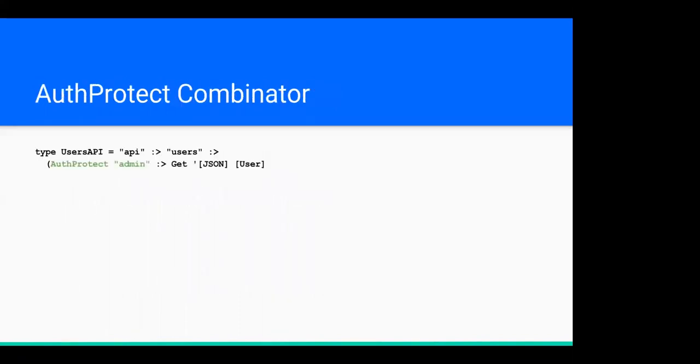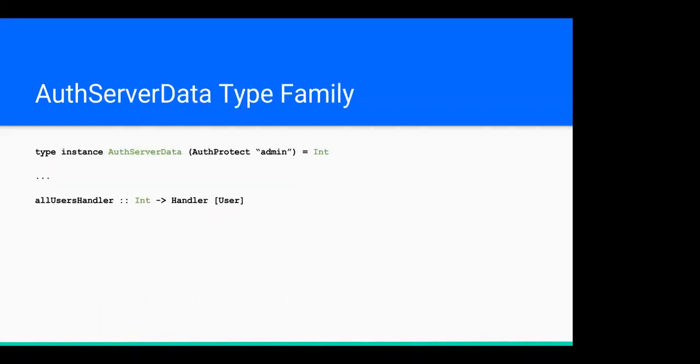We're going to start by using the generalized authentication combinator, AuthProtect, which takes just the one realm parameter. Actually, we're going to do something different to supply the representative type. We're going to use a type family to fill in that hole. And so there is the AuthServerData type family, and we're essentially asking, okay, what type represents the user for authentication purposes. In this case, we'll just use an Int for the ID instead of the full user type. And whatever type we supply will become the parameter in the server-side handler function.